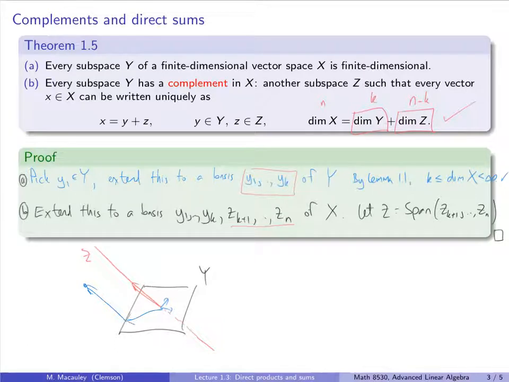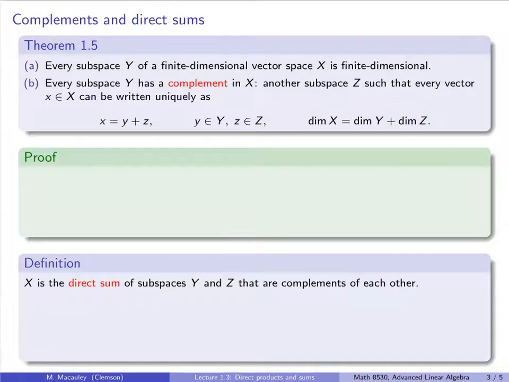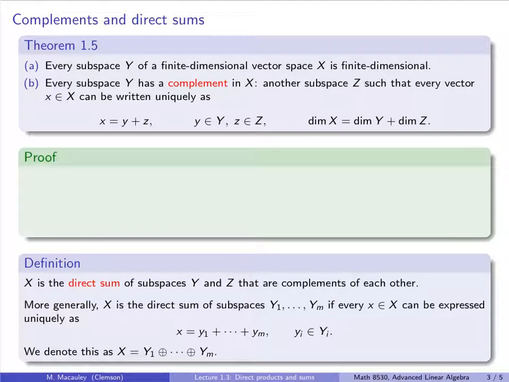This leads to the definition of the direct sum. We say that a vector space X is the direct sum of two subspaces Y and Z if they are complements of each other. More generally, it is the direct sum of m subspaces if every vector in X can be expressed uniquely as a sum of corresponding entries in each of these subspaces, y1 up to ym, where yi is in big Yi. And we write this as follows. So we use this plus notation with a circle around it.